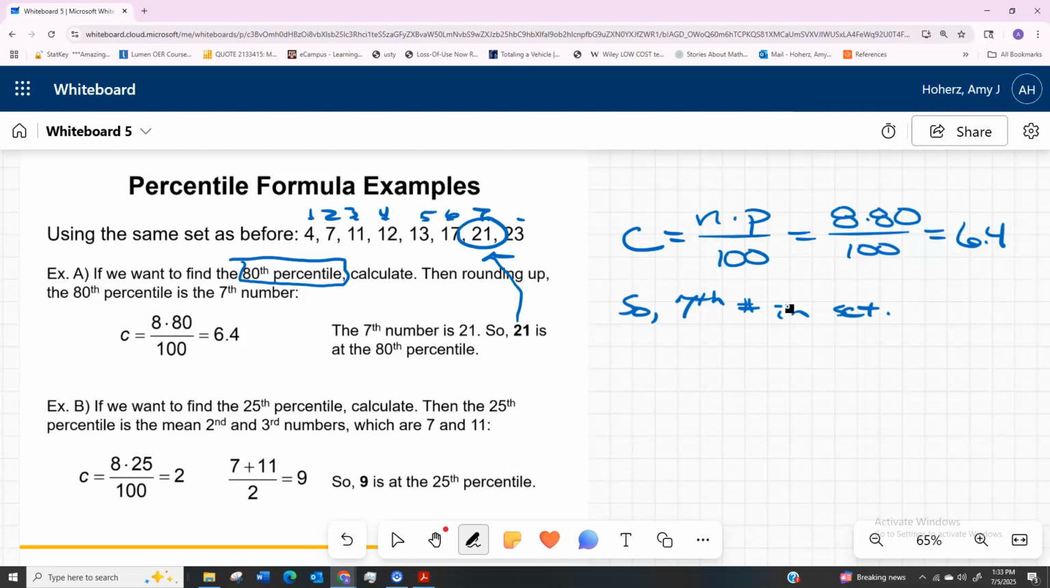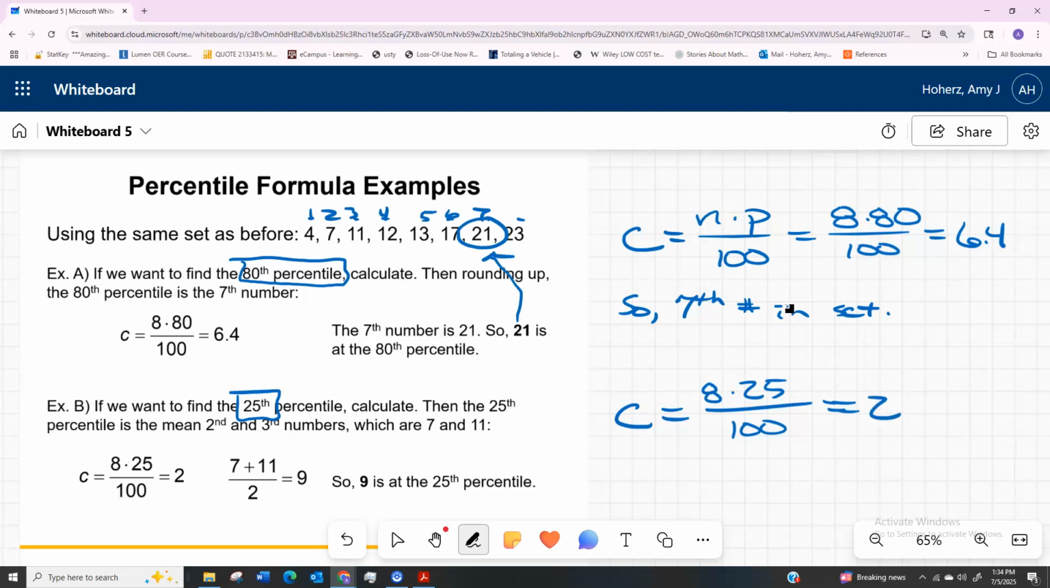Okay, so now let's do one for a C that falls as a whole number. So same calculation. In this case, we want the 25th percentile. So we still have 8 values in our data set. And then we're going to multiply that by 25. So our N is 8, our P is 25, and then we're going to divide by 100. And that comes out to be exactly 2.